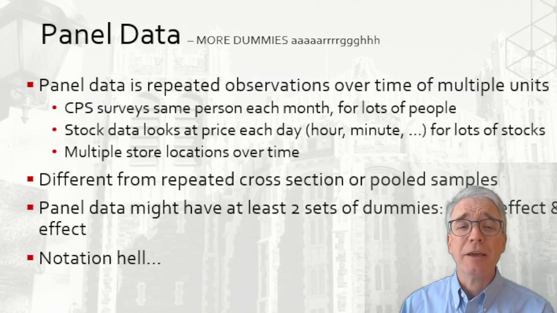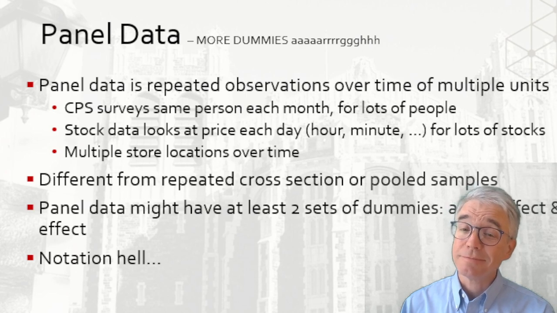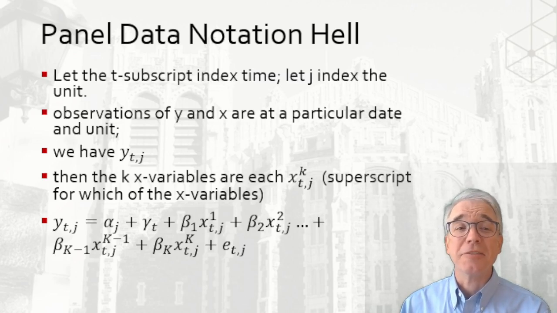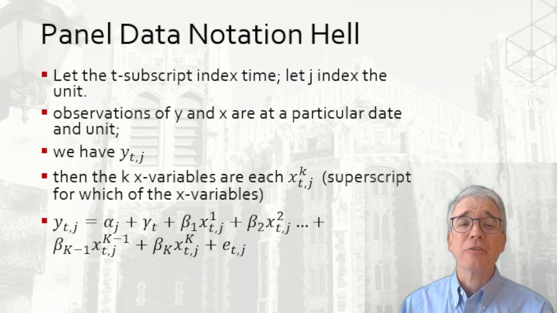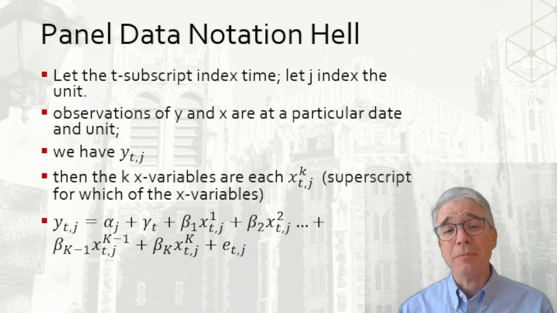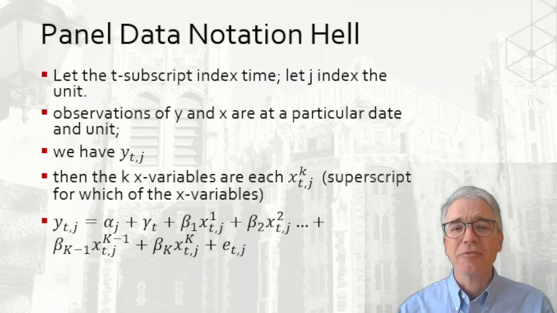Typically for panel data, we'd have two sets of dummy variables, a unit effect and a time effect, which, apologies, that's notation hell. But in the service of trying to add clarity, we sometimes have to go through it. The T subscript here indexes time. The J subscript indexes the unit. Each observation of X and Y is for a particular date and a particular unit. So we have Y_{T,J}, the output of a particular unit J at a time T. And then there are K different X variables. Put K as a superscript, not a squared term, but just a different index. There are multiple X variables.